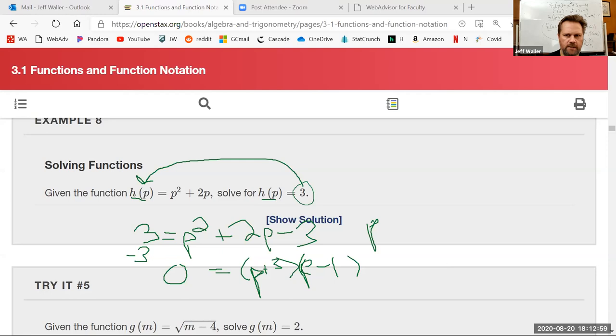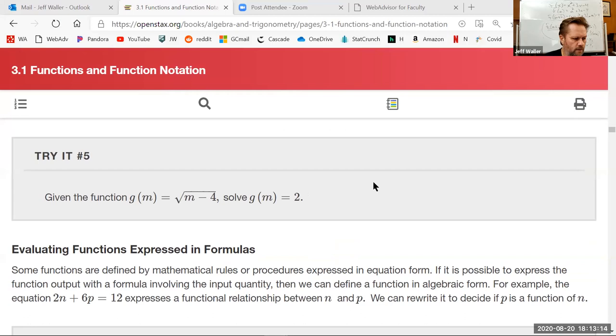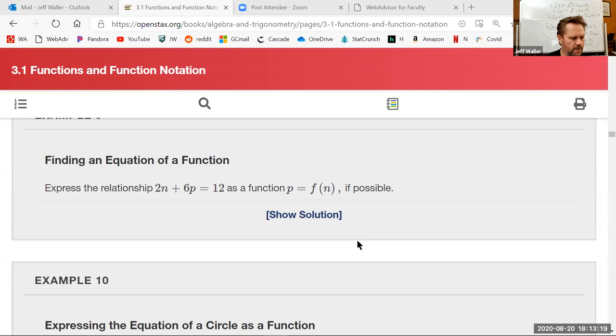What's neat is if I move this, everything is going to come with me. So I have to erase this. Same thing there. Now it gets a little more interesting. Look at this for a minute and try to see what it wants you to do. Don't say anything. This problem right here with the 2n plus 6p.